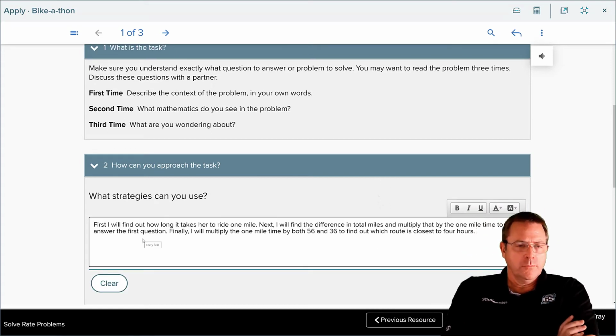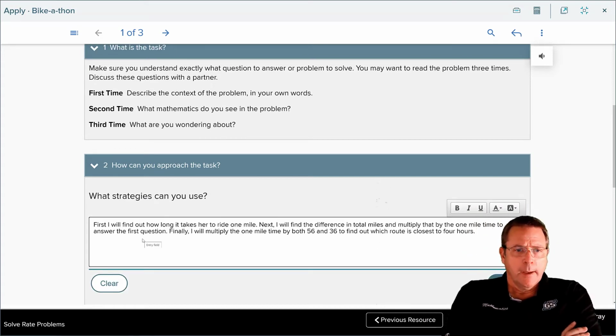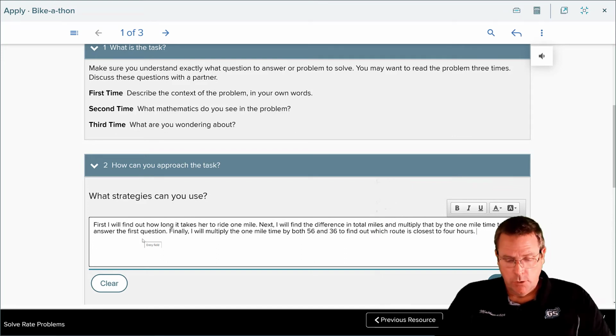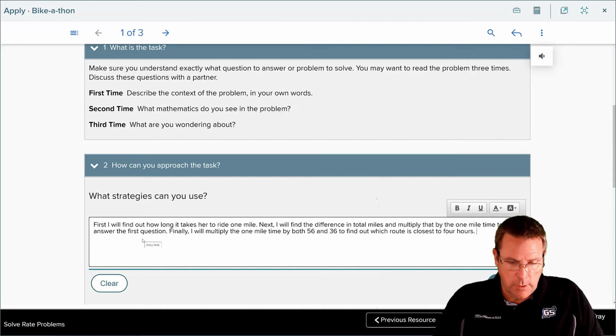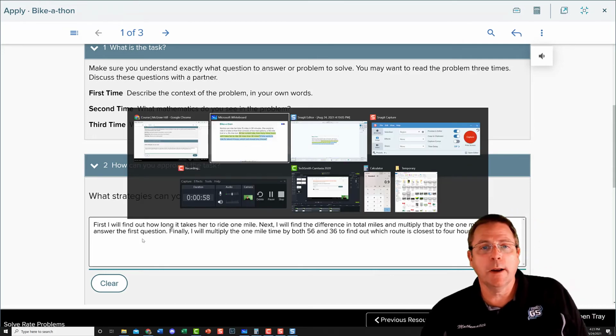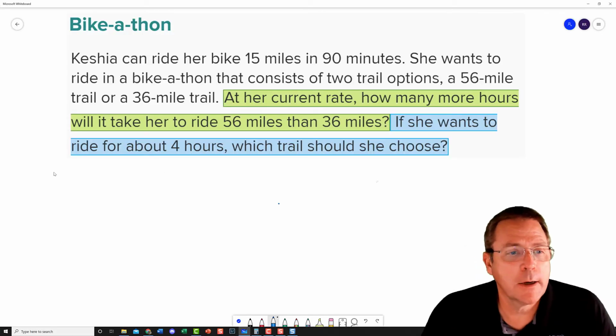So how will I approach this? First, I'm going to find out how long it takes her to ride 1 mile. Next, I will find the difference in the total miles and multiply that by the 1 mile time to answer the first question. Finally, I will multiply the 1 mile time by both the 56 and 36 mile routes to find out which one of those is going to be closest to the 4 hours. So here we go. This one's going to take quite a bit of work, so let's get it knocked out.